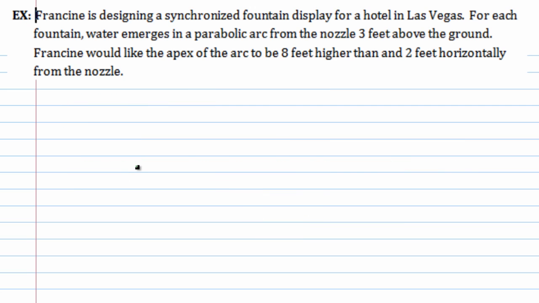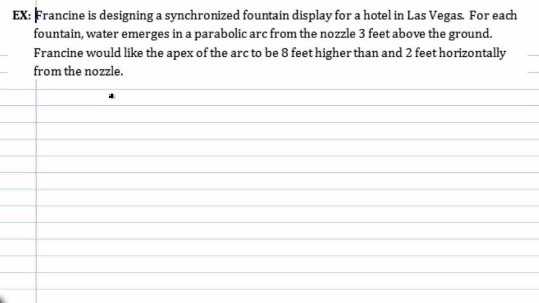Now this is a problem I really kind of enjoy. Even though I found this in a textbook and it's kind of in a lecture section, I still like to use it. Francine has designed a synchronized fountain display for a hotel in Las Vegas. For each fountain, water emerges in a parabolic arc from the nozzle that is 3 feet above the ground. Francine would like the apex of the arc to be 8 feet higher than and 2 feet horizontally from the nozzle. That's kind of weird language at the end.